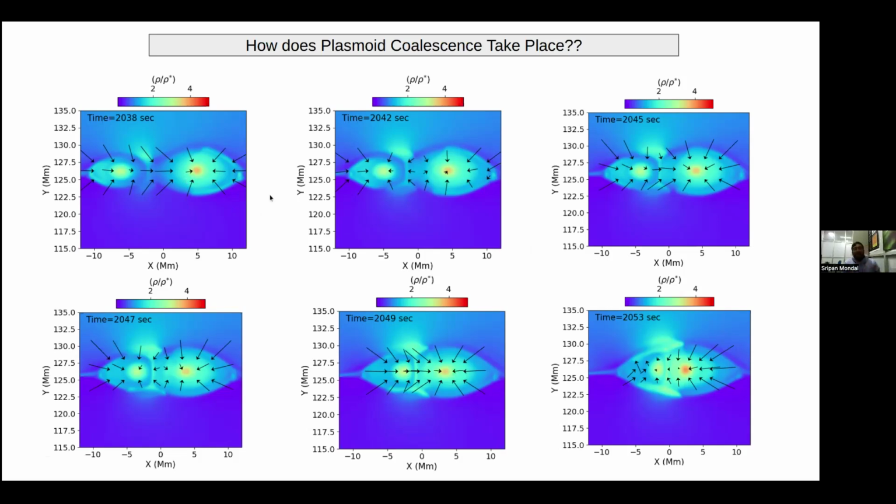It means that the Lorentz force is changing its orientation, which means it is somewhere attracting the plasmoids to merge, and then there is a repelling force which is stopping the merging. So this is a tug of war between the attraction due to the parallel current within the two plasmoids and the repelling force due to the reconnection outflow or magnetic tension opposing the merging. So when the attraction force overcomes the repelling force, only then will the plasmoid coalescence take place.